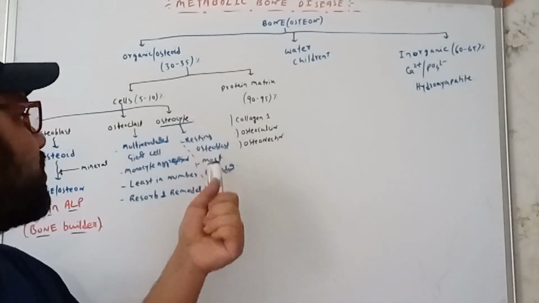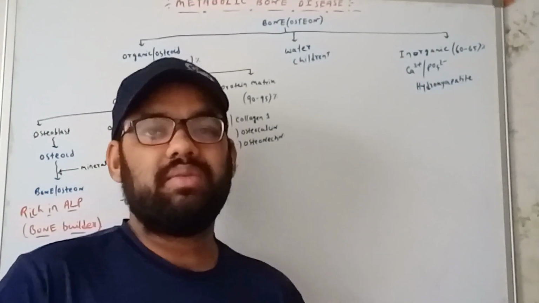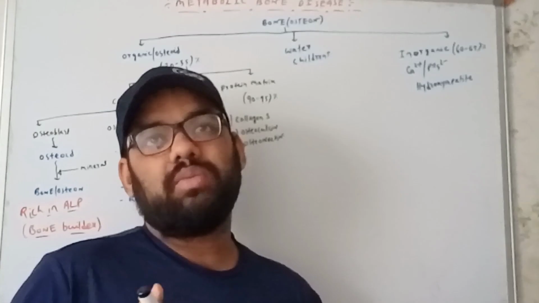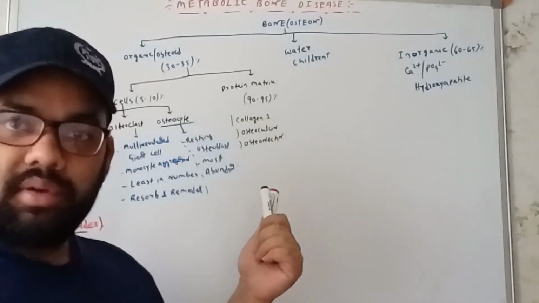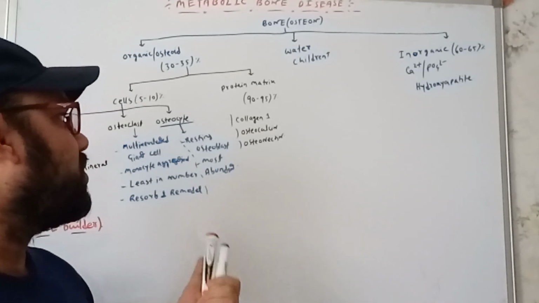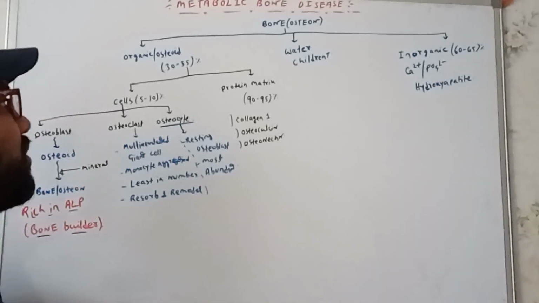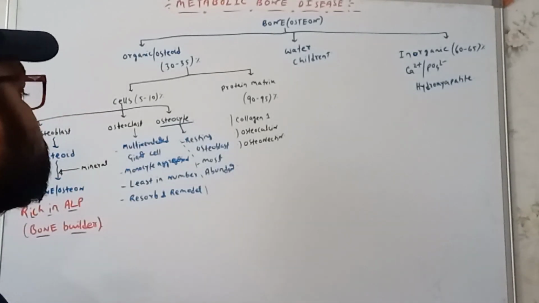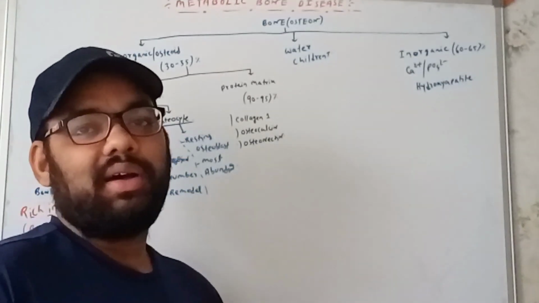And osteocyte is just like the resting osteoblast. Whenever there is a requirement of osteoblast, this will work as osteoblast, right? It is the resting osteoblast, and it's the most abundant one. Right? Okay.